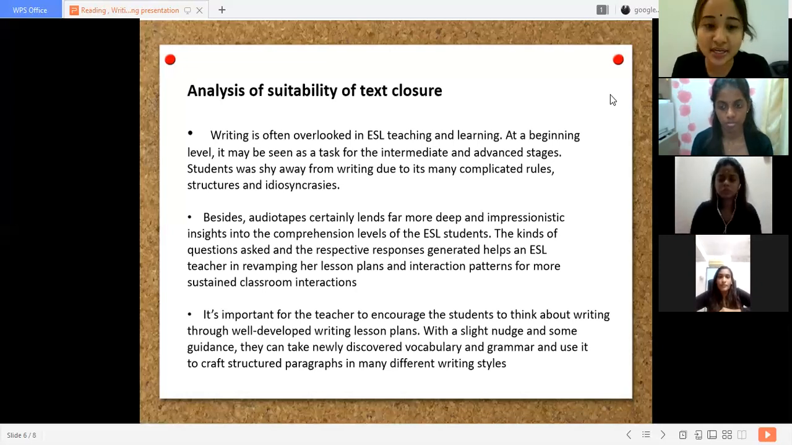So the last one is, it's important for the teacher to encourage the students to think about writing through well-developed writing lesson plans. With a slight nudge and some guidance, they can take newly discovered vocabulary and grammar and use it to craft structures and paragraphs in many different writing styles. So I will pass to my another friend.